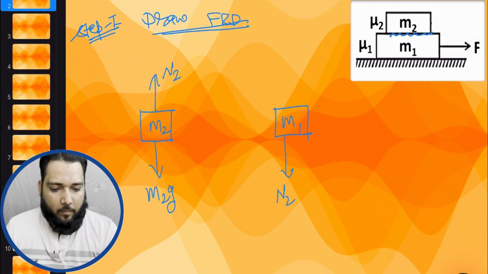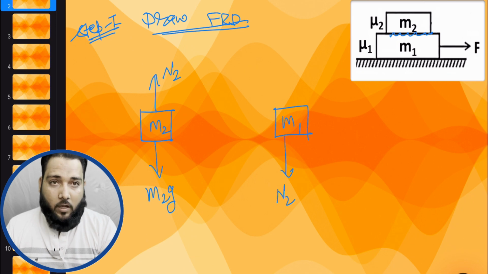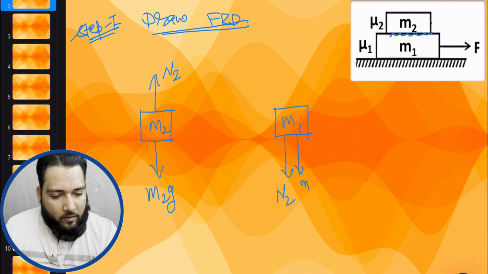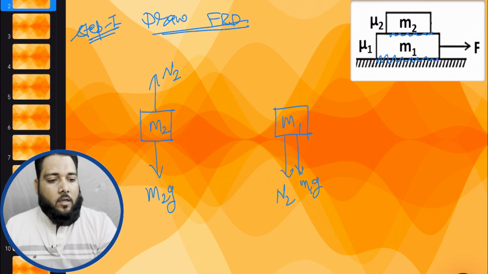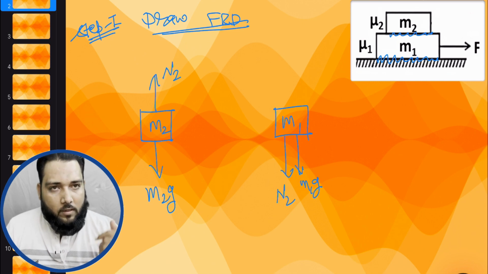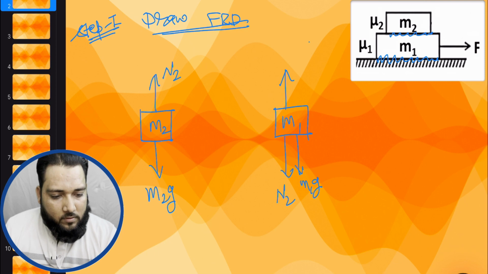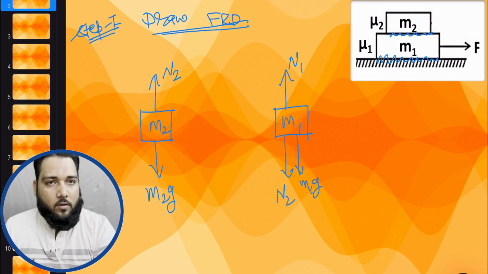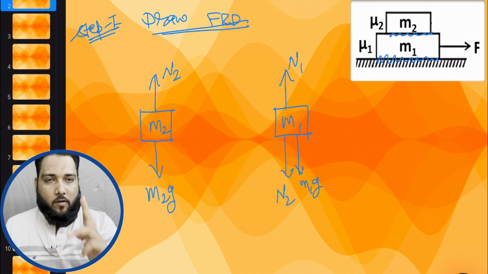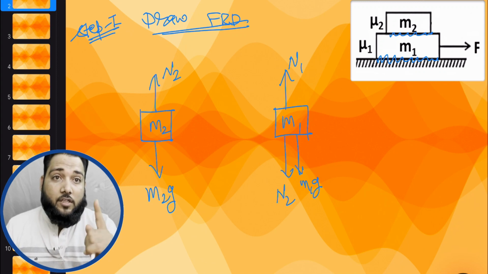Now make the free body diagram of M1, not M2, M1. The first force is gravity, no problem, M1g. Now again you can see this block is in contact with the ground. So the ground will exert again a normal force, and that normal force is different, N1. Any confusion, guys?